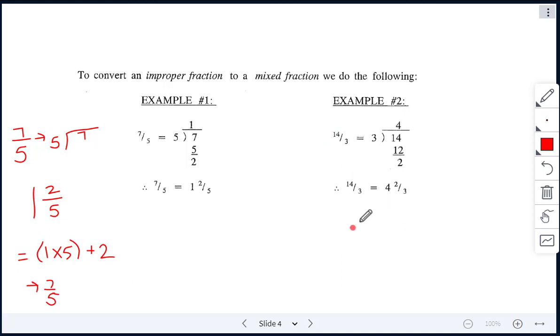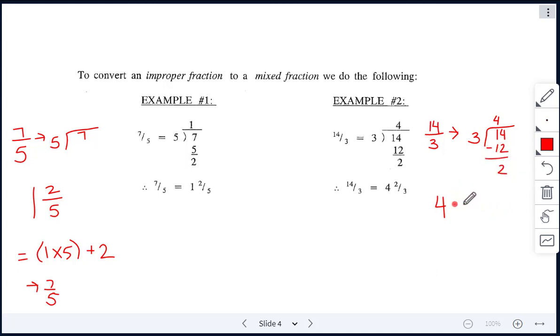The other example here, we have 14 over 3. So similarly, if we were to write that as division, this fraction essentially means 14 divided by 3. So you're taking 14 and dividing it by 3. How many times can 3 go into 14? It can go into it 4 times. That's your whole number right there. It'll be 4, right? Because it can go 4 times. Then we get 12, and then we subtract, and we're left with 2.